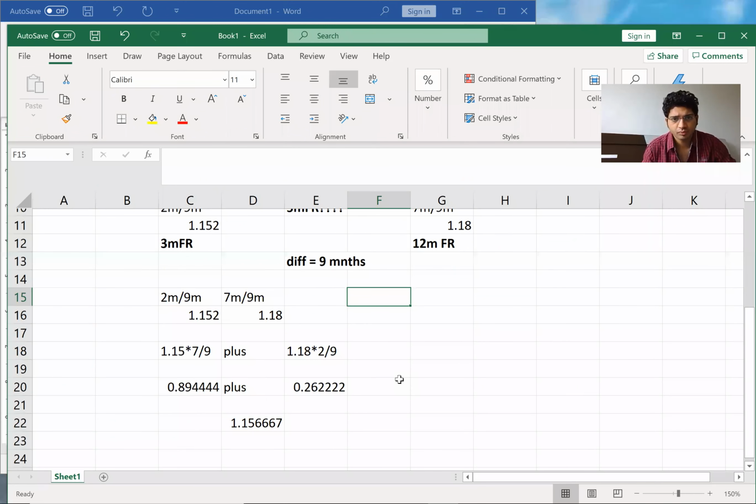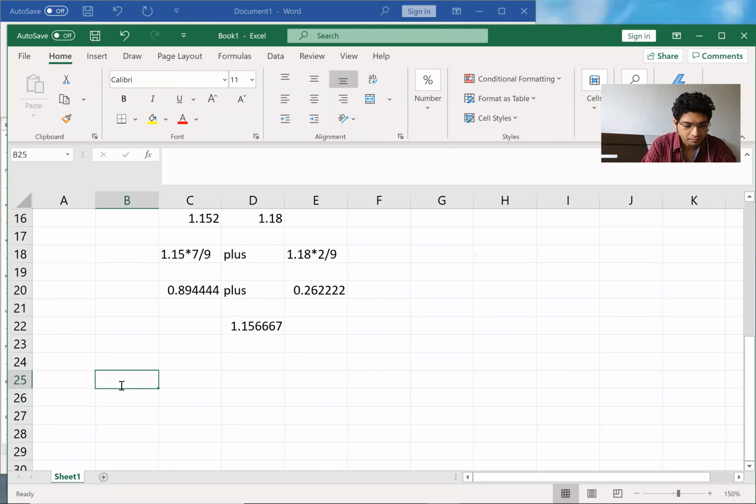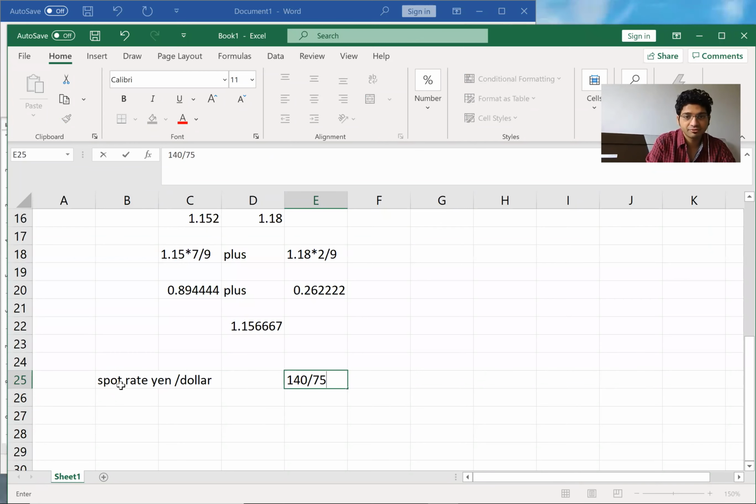Okay, we'll try one more sum. Spot rate of yen per dollar is given as 140.75, or let us just take one-way quote right now. In the next sum I'll give you a two-way quote.